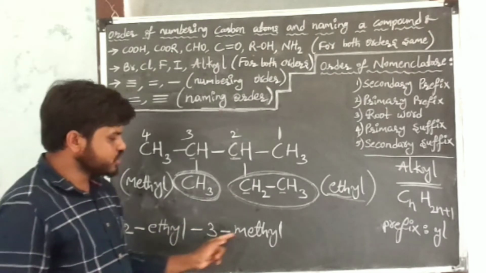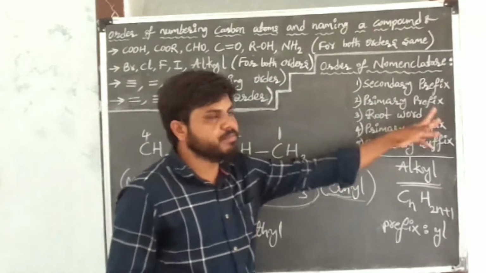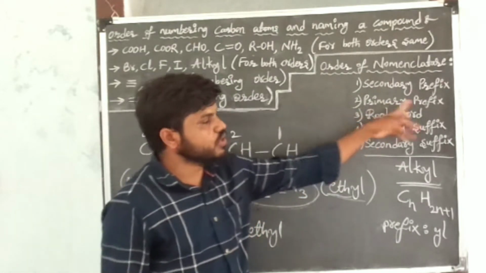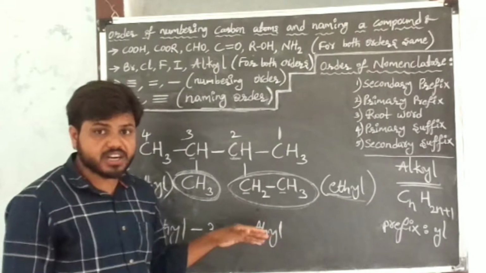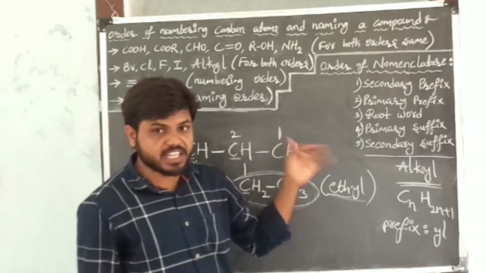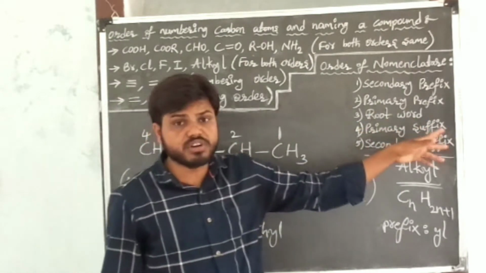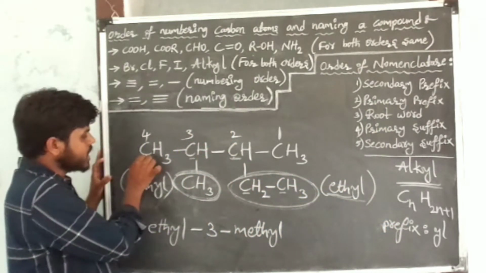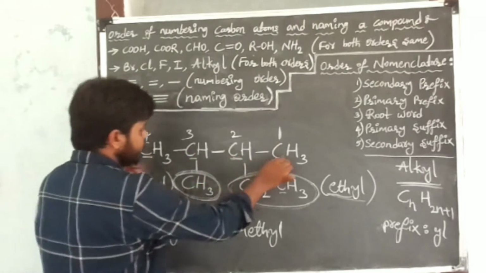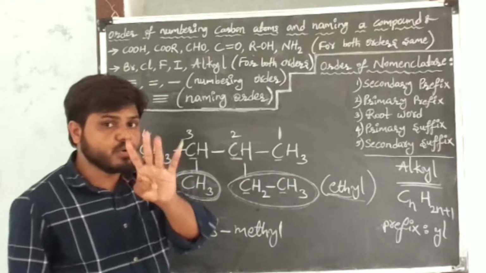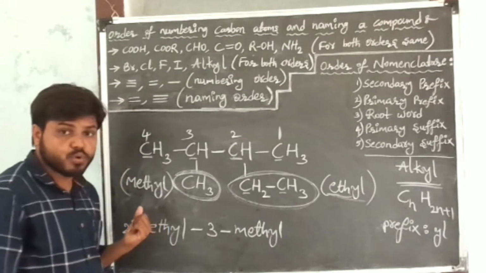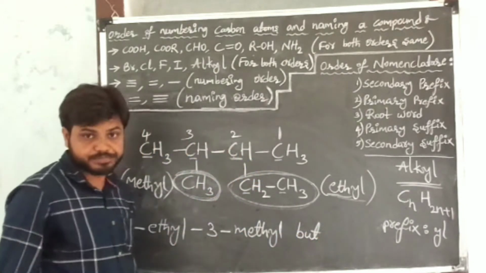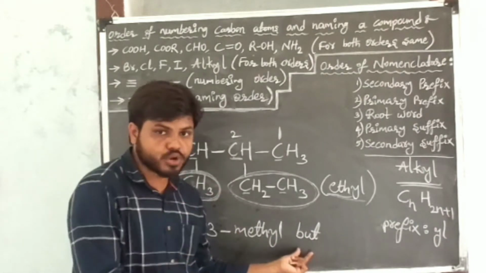After writing position and prefix, go to the primary prefix. The secondary prefixes ethyl and methyl are completed, then go to the primary prefix, which is cyclic. Cyclic is not present in the given carbon compound. Then go to the root word, which means the number of carbon atoms. In the given carbon compound, 4 carbon atoms are there, 1, 2, 3, 4. The root word of 4 carbon atoms is but.